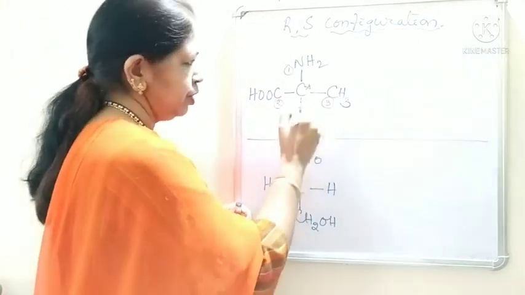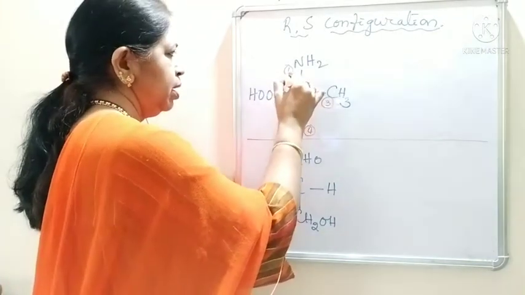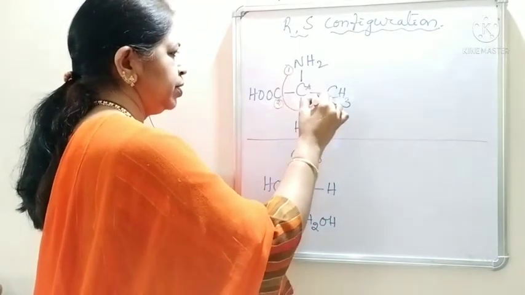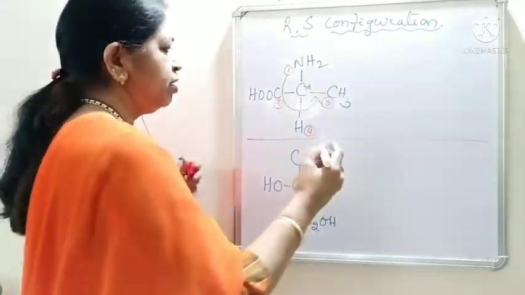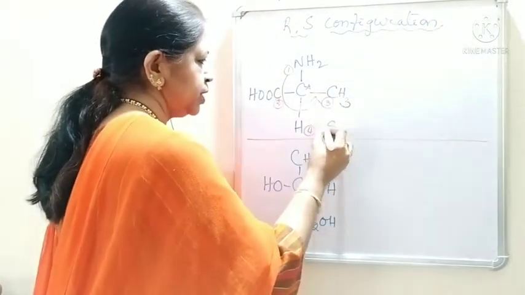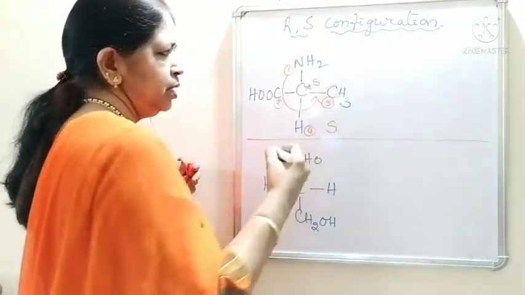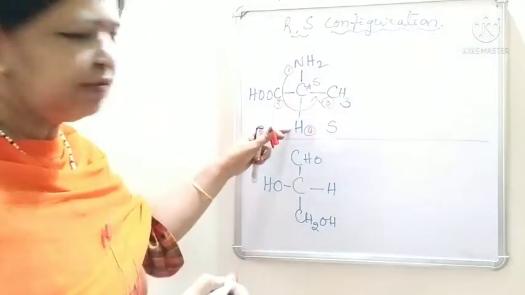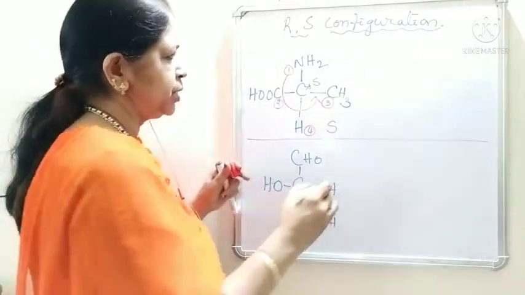Now, if we draw an arrow mark, what is the configuration? 1, 2 and 3. It is going in anti-clockwise direction. So, the configuration is S for this. The configuration around this carbon is S. The fourth priority is lying on the vertical line, so no need to change the configuration.